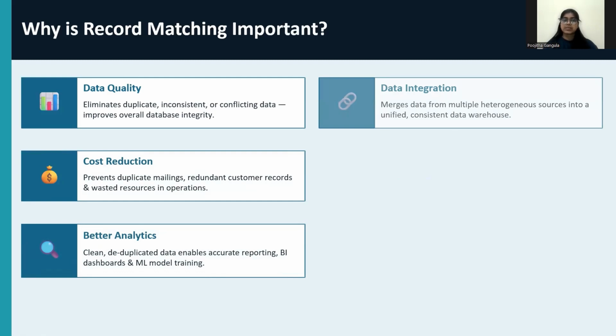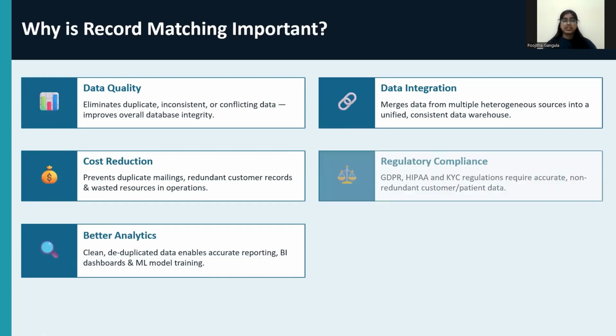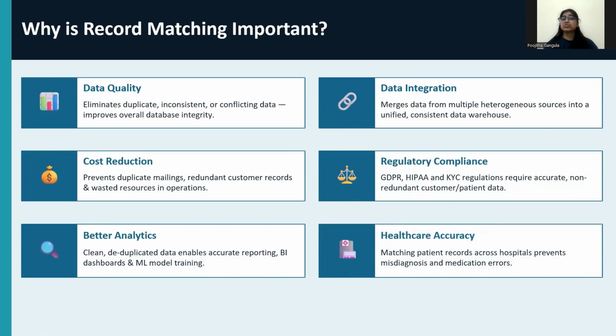The fourth one is it helps in integration. When the data comes from multiple sources, record matching helps combine it properly. Finally, healthcare and regulation. Incorrect matching can lead to serious problems like wrong diagnosis or treatment. So, record matching is very important in real world applications.